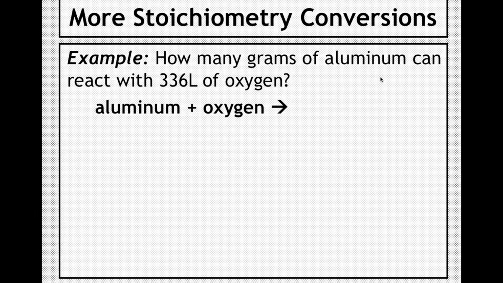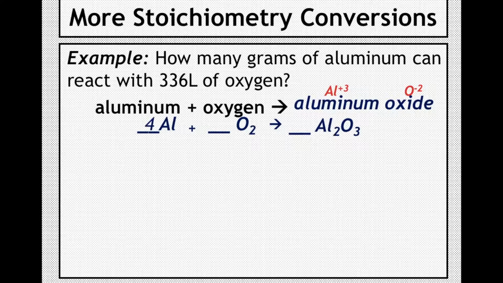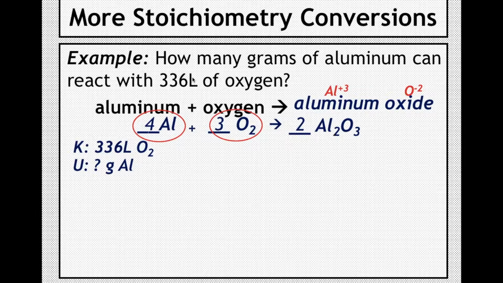So how many grams of aluminum can react with 336 liters of oxygen? So we have aluminum and oxygen that's going to combine to make aluminum oxide. And then here's our formula equation. So we're going to balance it. We have our known, like just normal problems. It's from the question. And then we have an unknown, which is, it's asking us for how many grams of aluminum can react. We always start with our known, okay?